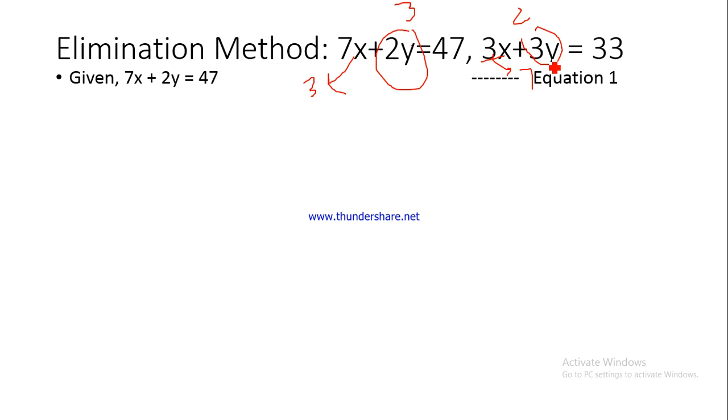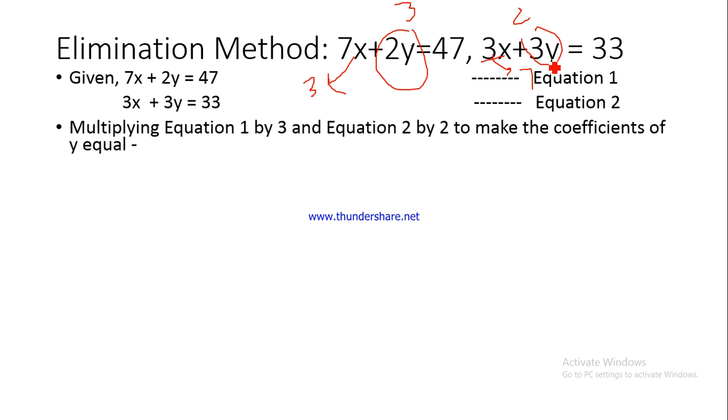So the first equation has been given, the second equation has already been given. So what we've done is we have basically adopted the first option that we were talking about, multiplying equation 1 by 3 and equation 2 by 2. Multiplying equation 1 by 3, basically we are trying to eliminate y. So basically what you are doing, multiplying this equation by 3 and multiplying this equation by 2, means that you are planning to eliminate y. So you are doing this to make the coefficients of y equal.